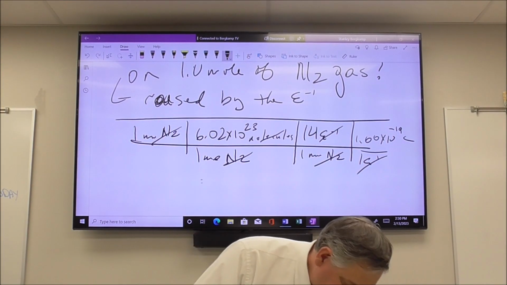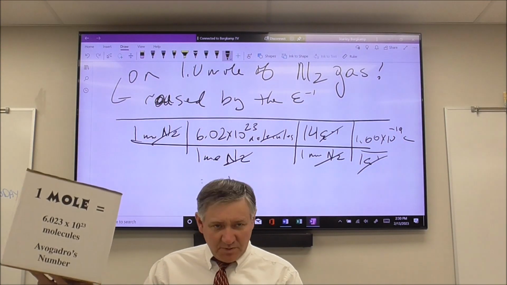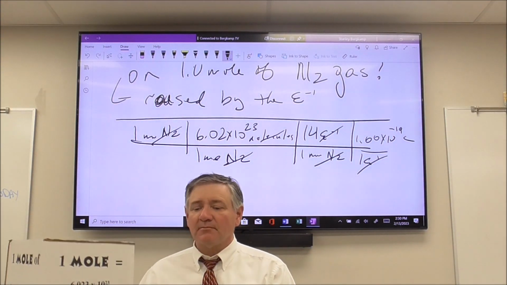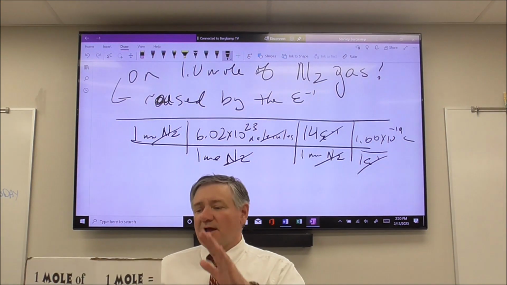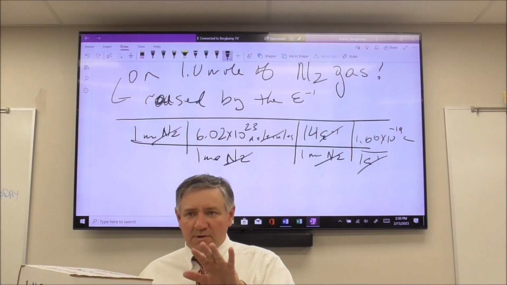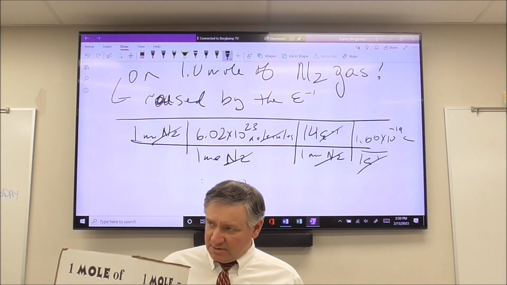So if you have enough to fill this up under what we call standard temperature and pressure, it would be 6.02 times 10 to the 23 molecules, and this is going to tell us the total amount of charge that's on all of those electrons.